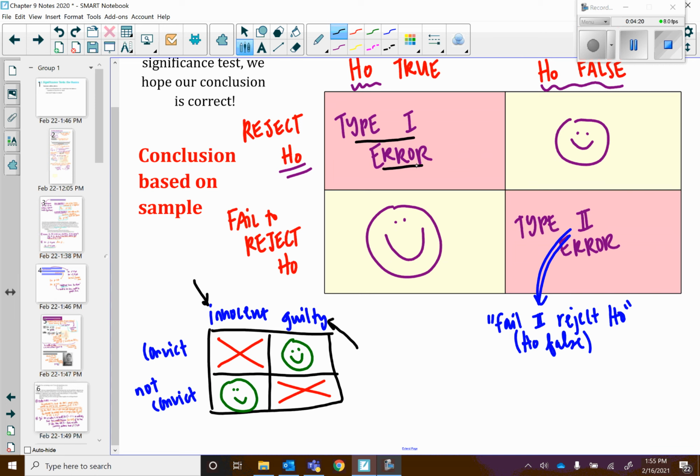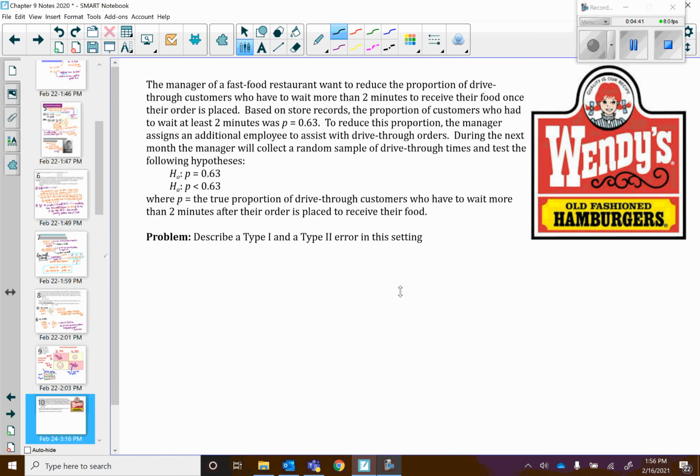Like, that's not a bad mistake to make. And then on the flip side, if we let someone guilty go free, that could be really bad. We don't want a murderer on the streets, but it also might not be the worst thing in the world, right? So it all depends on the context about whether a type 1 or a type 2 error is worse. So let's look at an example to see where these two things come into play.